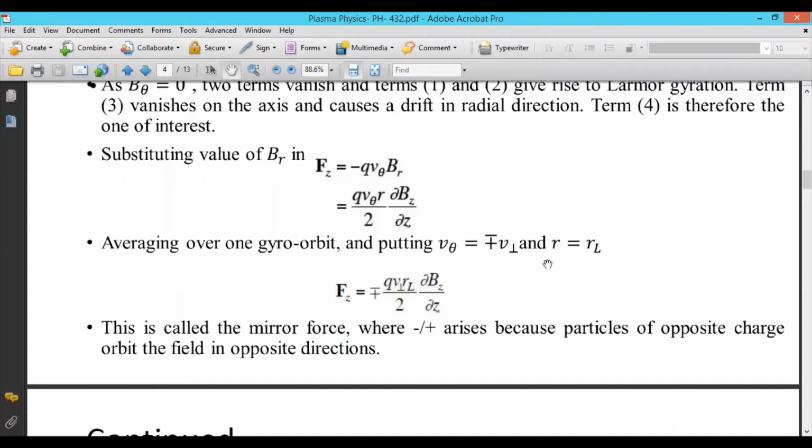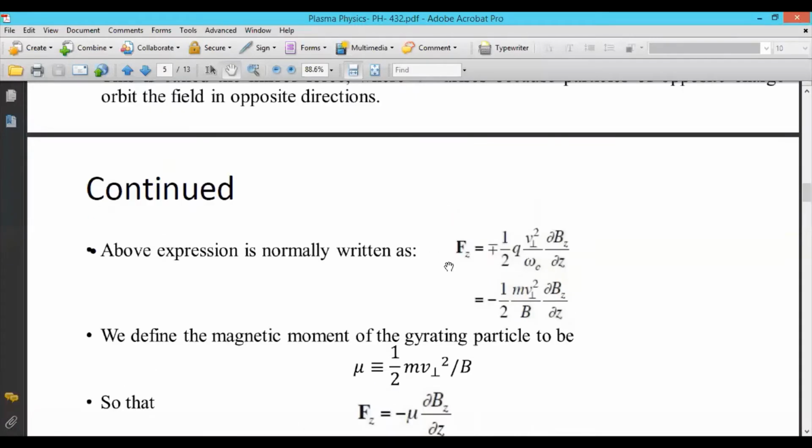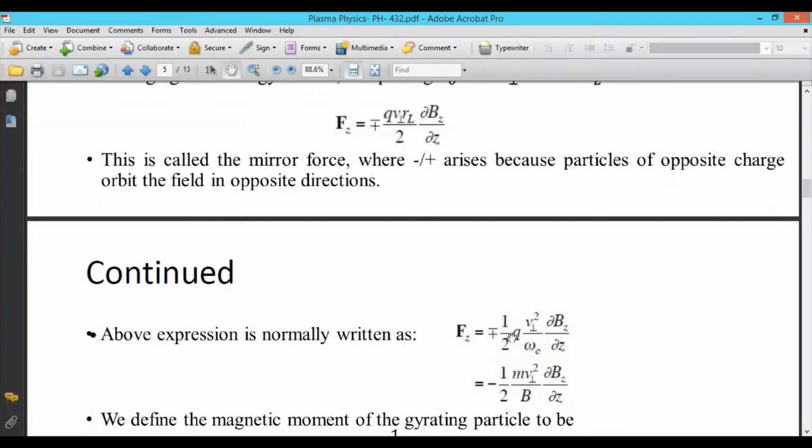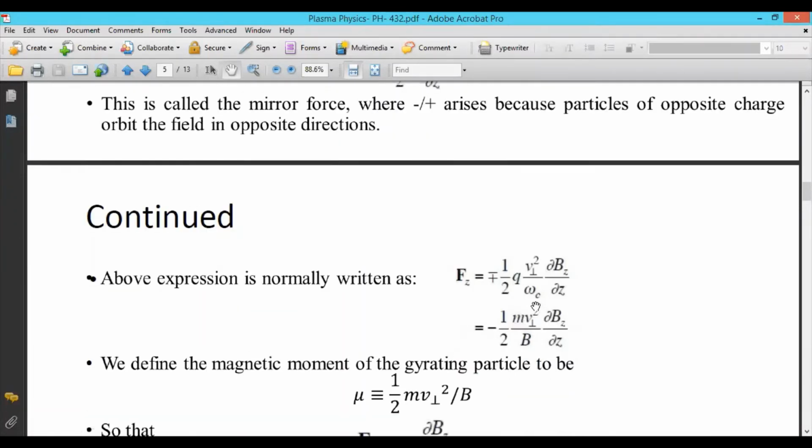So this force is known as the mirror force, where the minus plus sign arises because the particles have opposite charge and they orbit in opposite directions. So the above expression can normally be written as F of z equals minus plus 1 over 2 q v perpendicular squared over omega c partial z of B z, where we have used the value of R_L in terms of omega c, and we know that omega c is qB over m, so we can write it as minus 1 over 2 m v perpendicular squared over B partial z of B z.